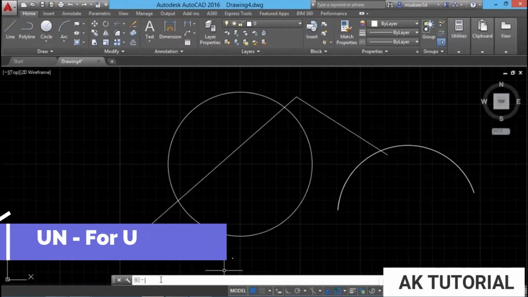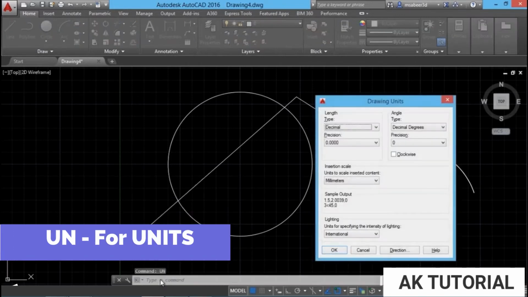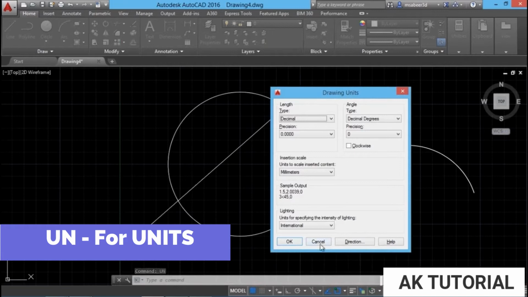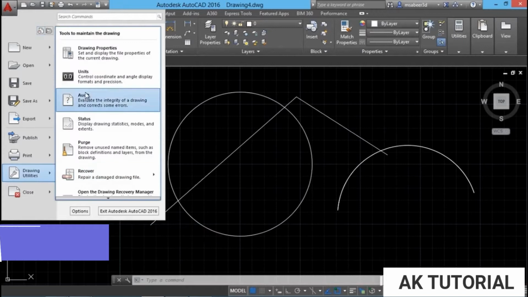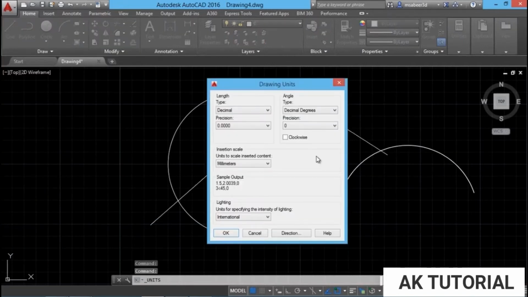So let's go to the units command. You can type the letters UN for units and you will see the Drawing Units dialog box appearing, or else you can go to the application button, Drawing Utilities, and here you can see Units. You will see the same dialog box.